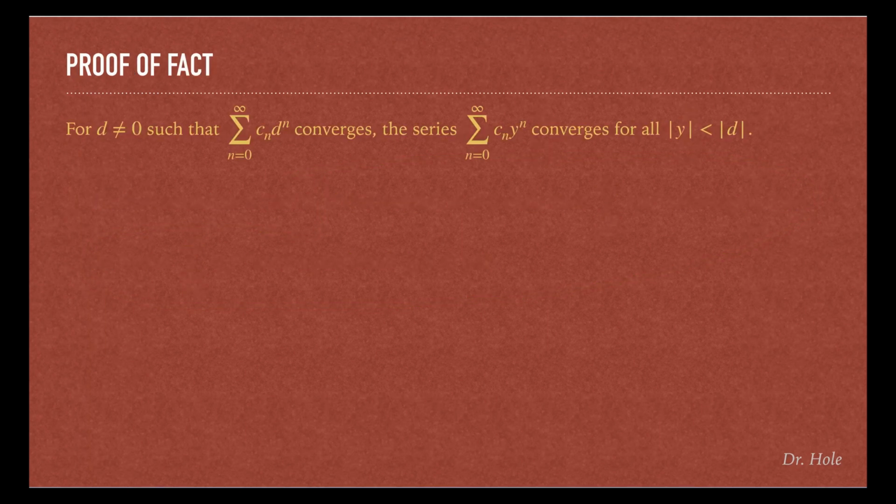So here's the statement of the fact. If we have a non-zero d, i.e. something not the center, and this series given by the c_n is able to converge, where you take the coefficients and place them on d raised to the power n, then for all values y which are closer to the center than d is, the series that the y's define will also converge. Good.